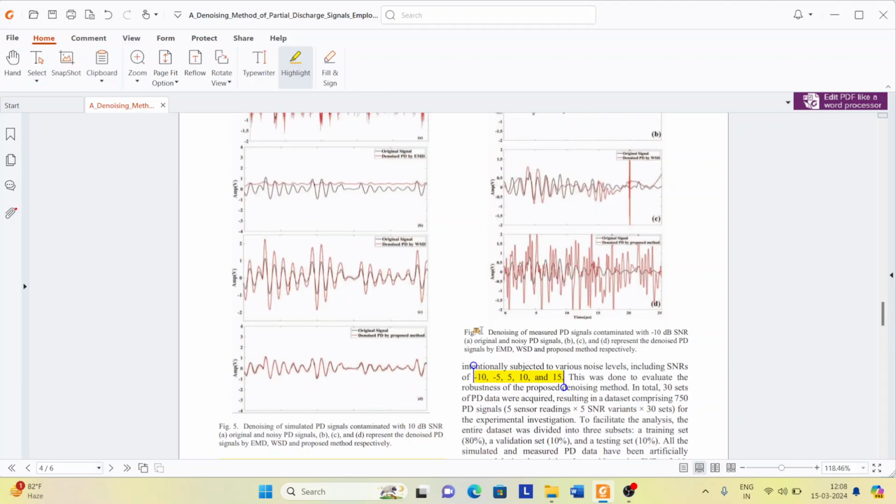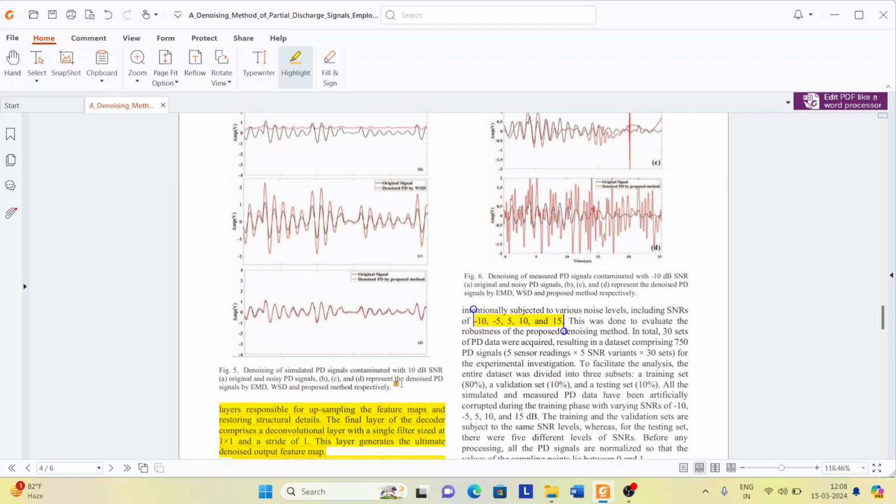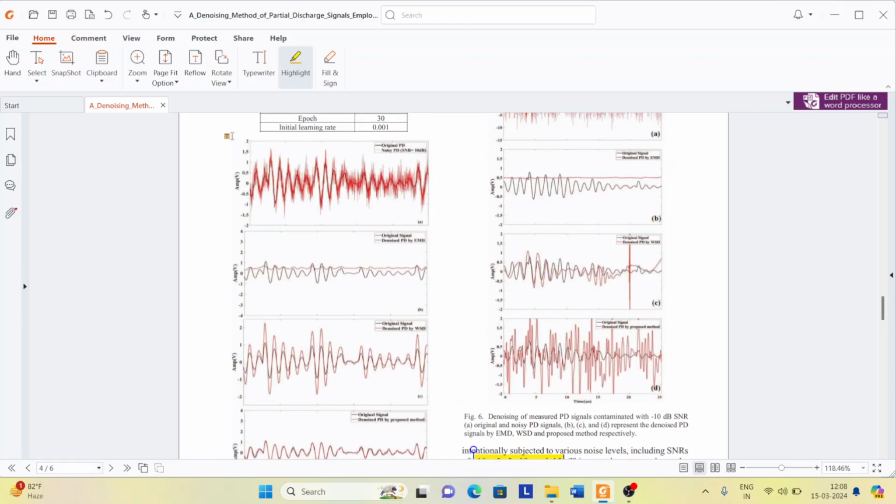So this is the denoising method. First, in figure 1, this is the original and the noisy signals.